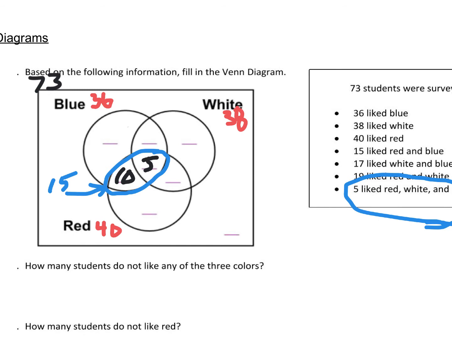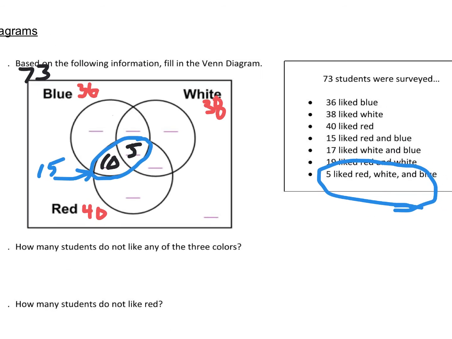All right. Next, don't forget the left out spot. This spot here where it's not blue, not white, and not red. Some kids aren't going to like any of those colors. The grand total has to add up to 73. So usually you end up figuring this one out because you're like, oh, I've got all the other numbers. It must add up to 73. By logic, I can subtract and get that last number.